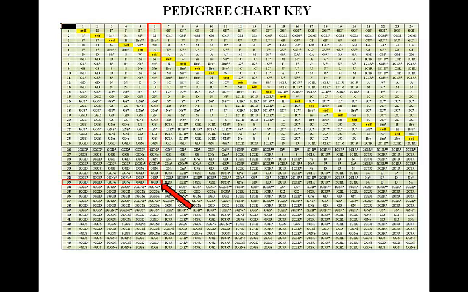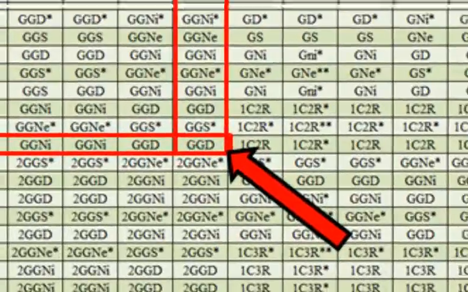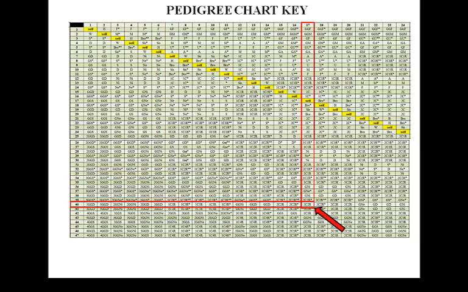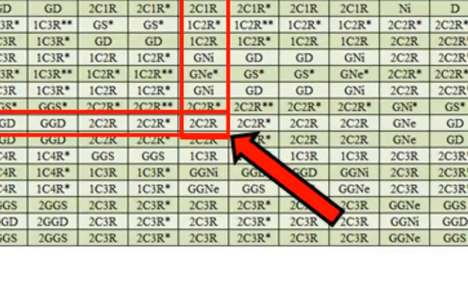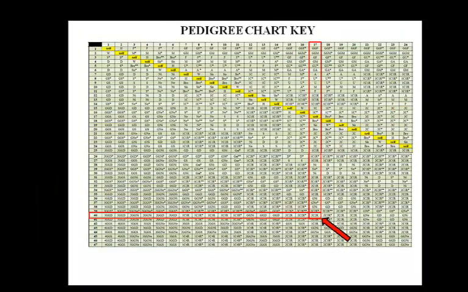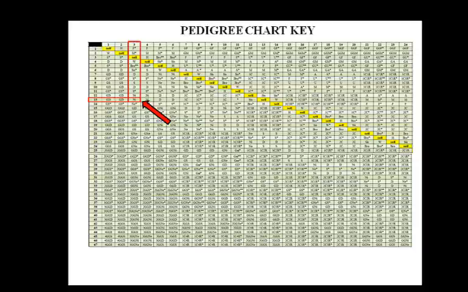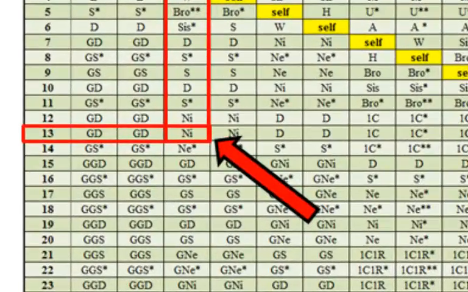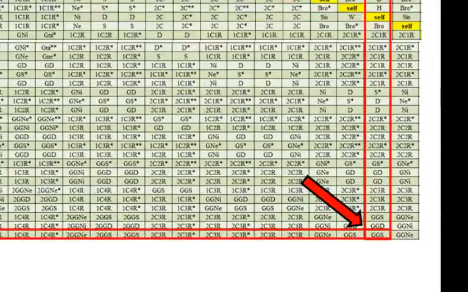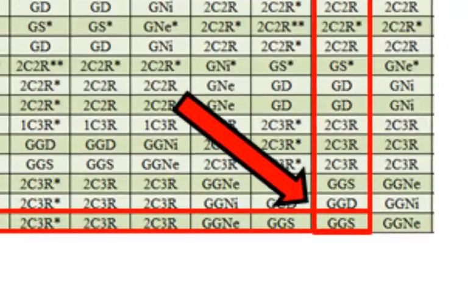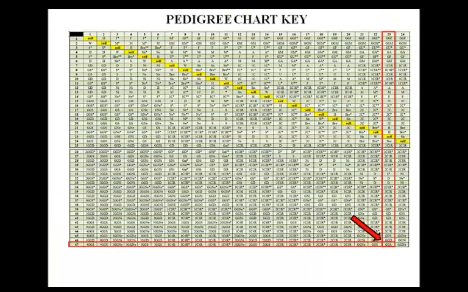Now, for example, 33 would be the great-granddaughter, GGD, of individual number 6. Number 40 would be the second cousin twice removed of individual 17. 13 would be the niece of individual 3. Here we have 47 would be the great-grandson of individual 23. So there is the pedigree chart key for the first 24 individuals. You can freeze frame to stop and examine one relationship to the other.